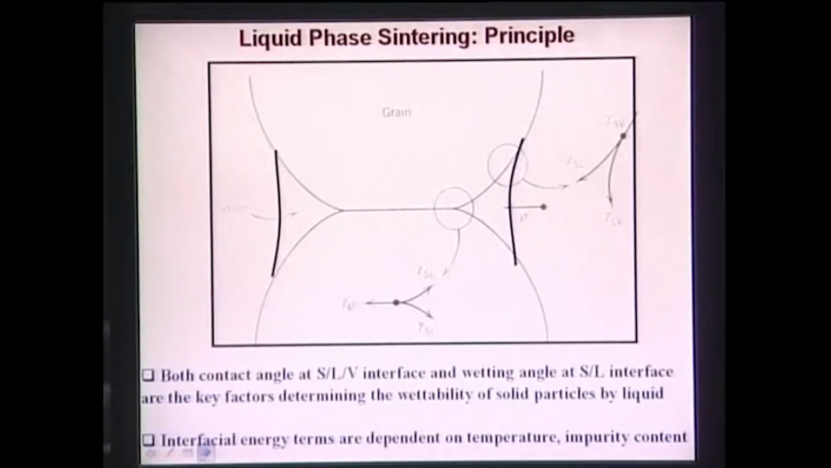Now coming to liquid phase sintering. Liquid phase sintering means sintering takes place in the presence of a liquid phase, and as the name suggests, you form some liquid during the sintering process, and in the presence of the liquid, your shrinkage takes place. So again, here is grain number 1 and this is grain number 2, and this is your liquid phase here, and this is your liquid phase there. So this is your liquid.